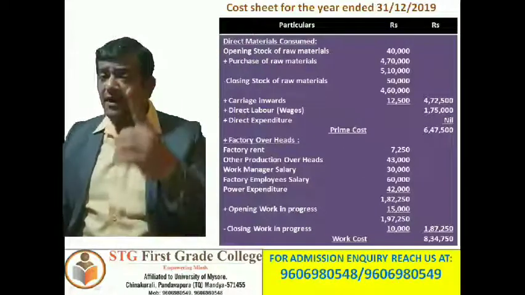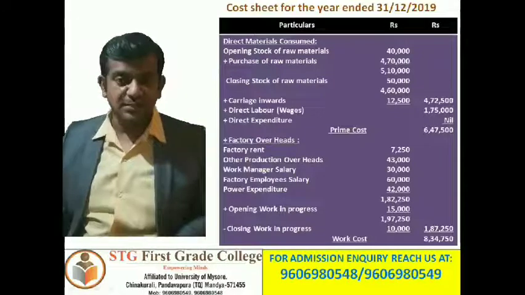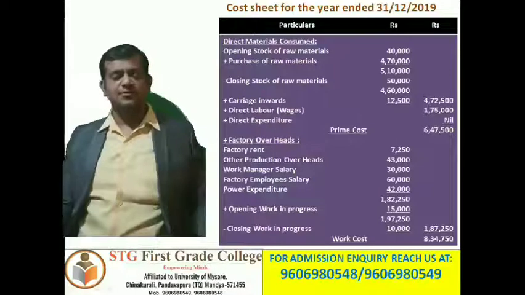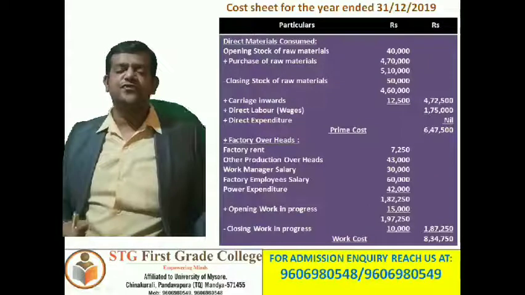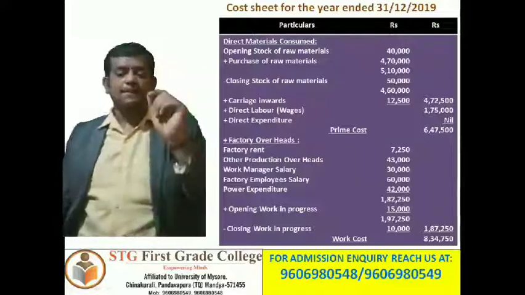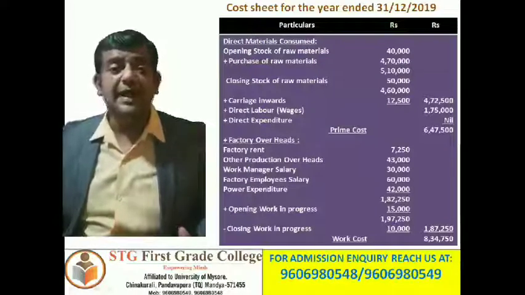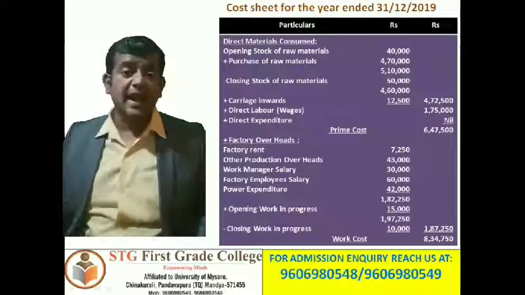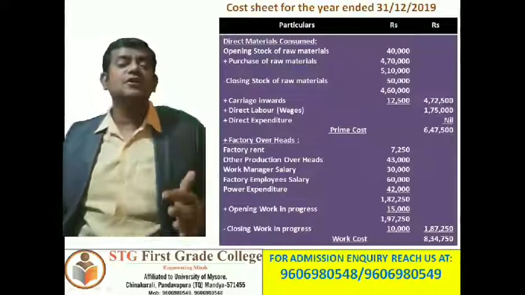Then, power expenditure is always under factory. Electricity goes to office and administration. Here they have given power expenditure, that is 42,000 rupees. Now add the above in the inner column: 7,250 plus 43,000 plus 30,000 plus 60,000 plus 42,000. So the total of this is going to be 1,82,250 rupees. How much? 1,82,250 rupees.